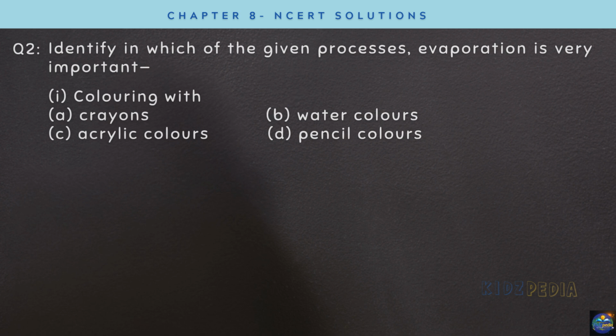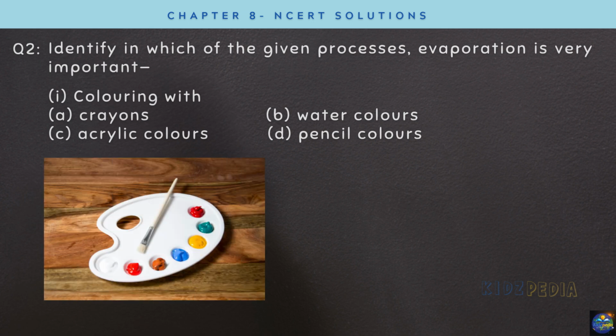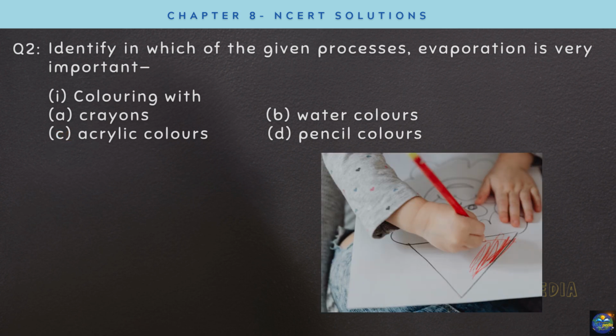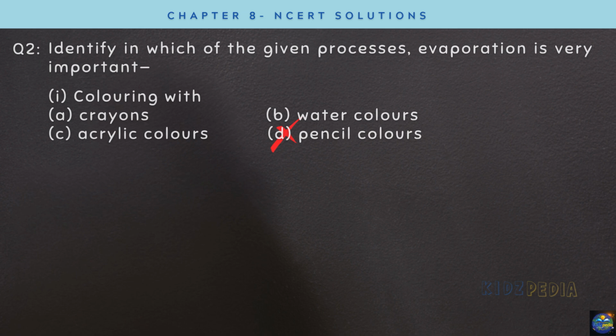In option C, acrylic colors contain water and acrylic. Water may evaporate, but the paint mainly dries by forming a plastic-like film on the surface. So, evaporation is not the main reason for the color to remain. Option D, pencil colors. Pencil colors are solid pigments, so evaporation does not occur. Therefore, the correct answer is option B, watercolors.